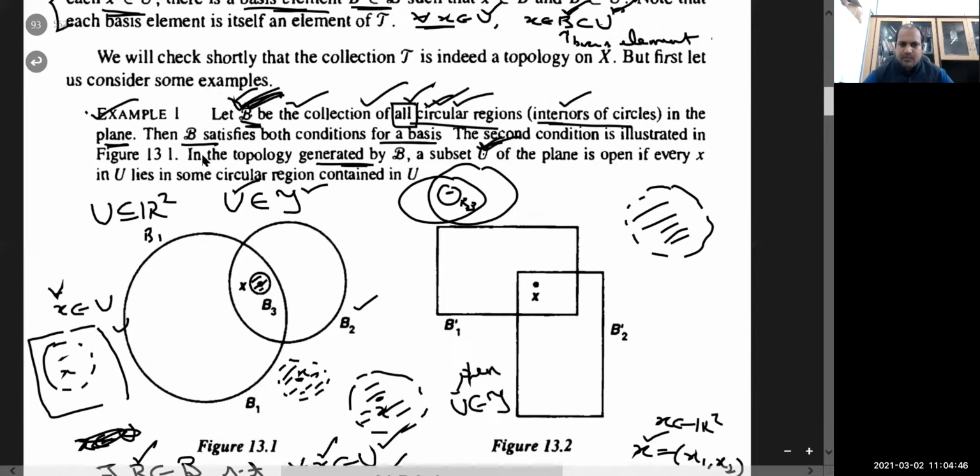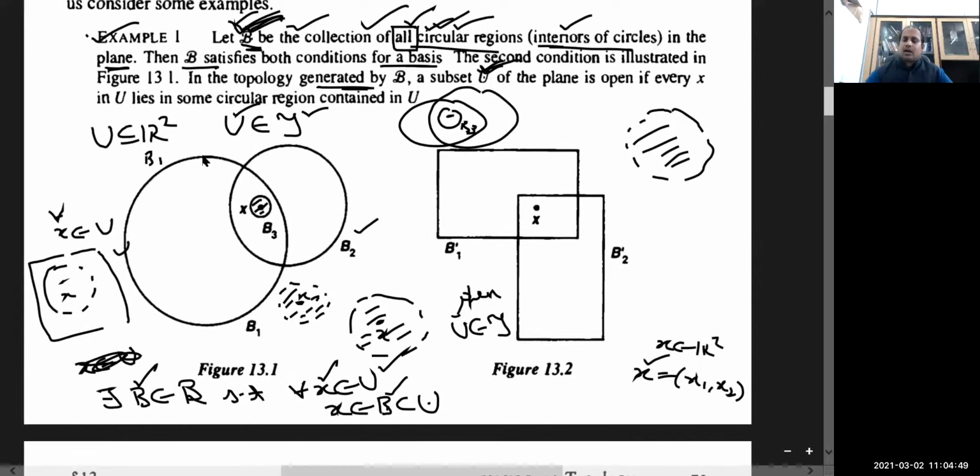Now, this example I was discussing, and you can see the first part we have done. Okay, let me once again revise this. Here a collection is given. Suppose this script B is the collection of all circular regions, that is, the interior of a circle, or you can say open disks, the collection of all open disks in the plane. Then the claim is that this collection is going to form a basis. Basis in R2, the plane R cross R, one can denote the plane by R cross R, the Cartesian product, or in short R2.